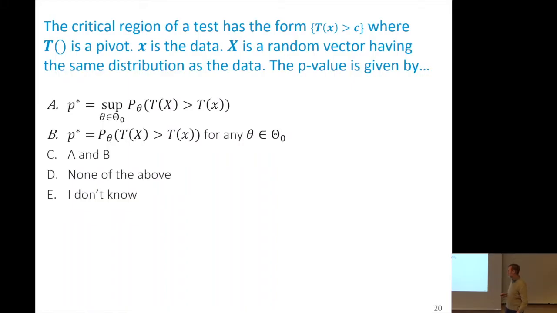And we have a tie between A and B, which are both true because the correct answer is C. Both are correct. If it's truly a pivot, that means, by the definition of a pivot, this probability, which depends on the parameter theta, does not depend on the parameter theta, because under theta 0, the distribution of t of x is independent of theta. This is what a pivot means. Right? So this supremum is equal to that for any theta. This function is the same for any theta in theta 0. This is what this means here.